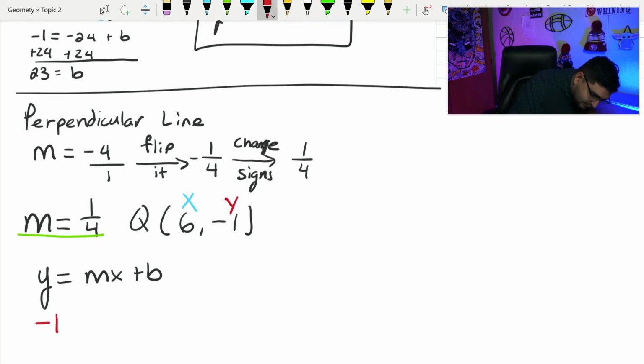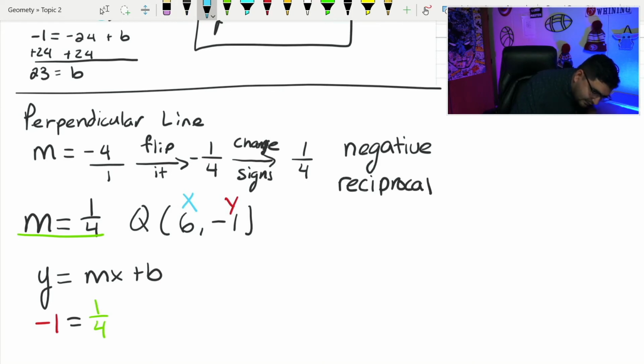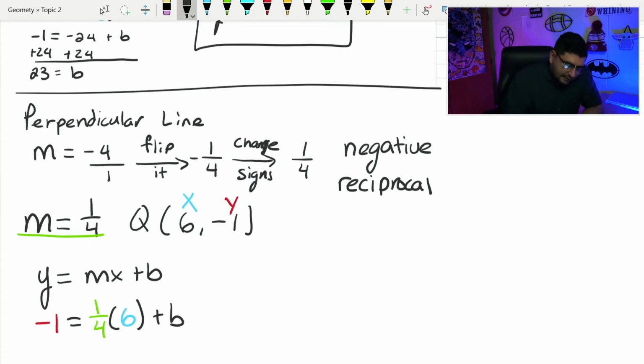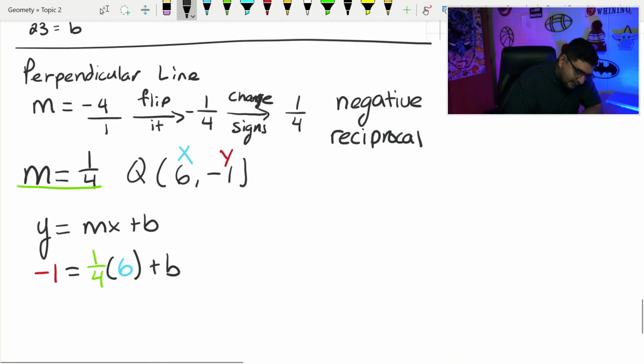So I'm going to have -1 equals m, which we just found was 1/4, by taking what we call, again, the negative reciprocal. And we're going to multiply this 1/4 by x, which is 6, and plus b. Now we can go ahead and multiply. We get -1 is equal to, if you multiply this together, you get 3/2 plus b.